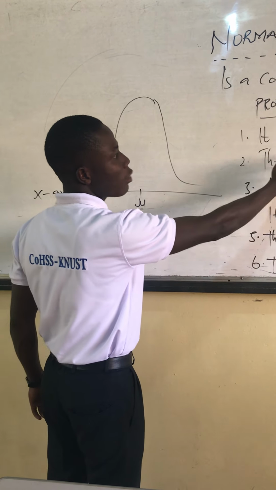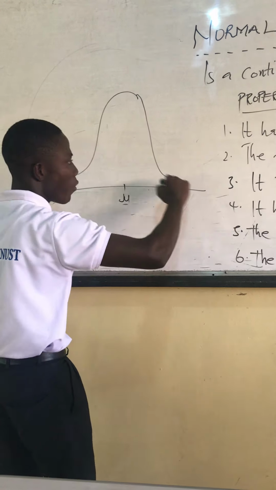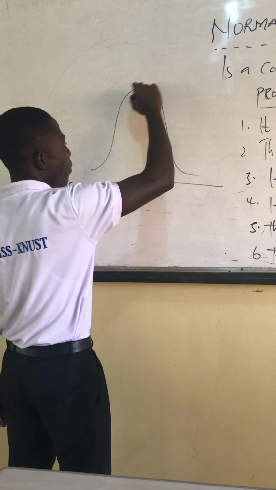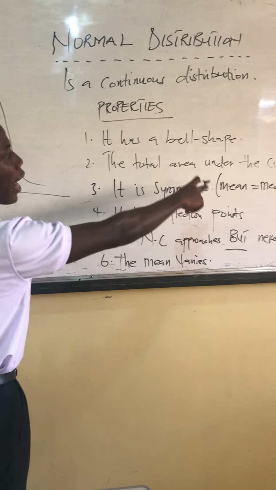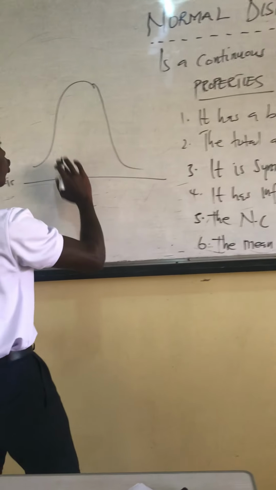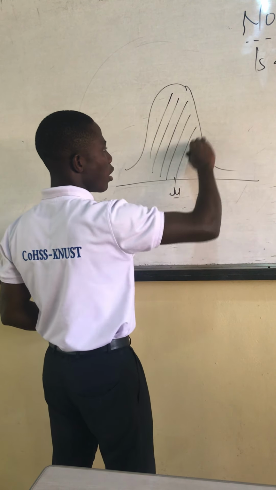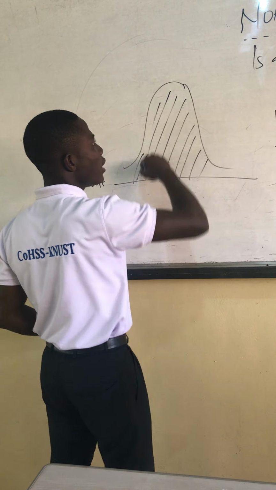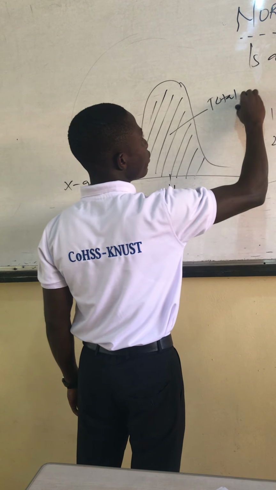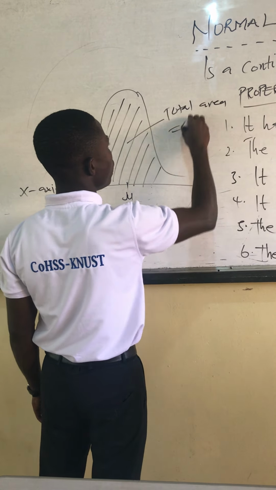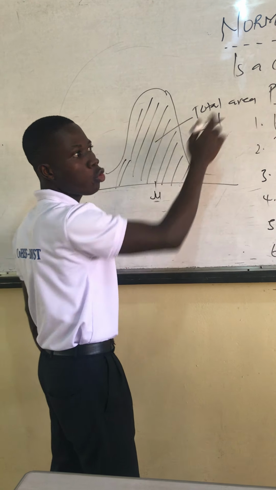I think that it has what? A bell shape. So you see this one, the normal curve is in the form of a bell. That's why we're saying that it has what? A bell shape. The total area under the curve is equal to 1. So this is the curve. Here, the places here, this is under the curve. And the total area is equal to 1. So all the area here under this curve is equal to 1.